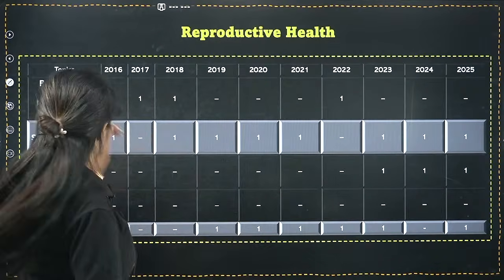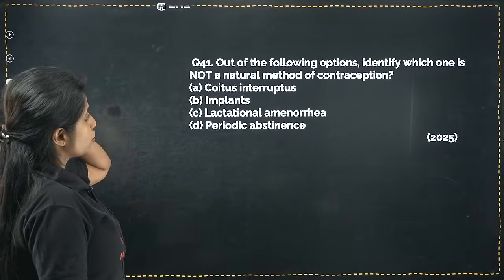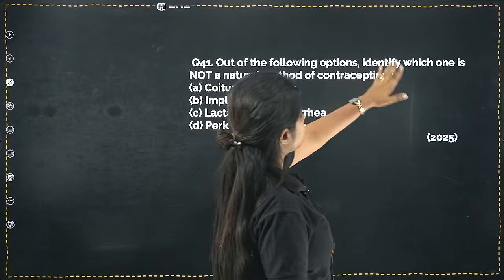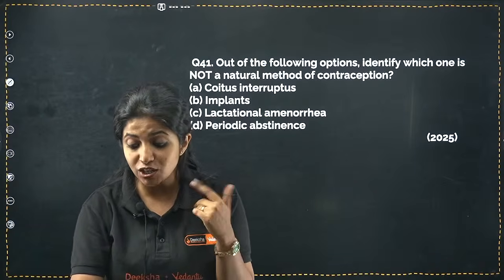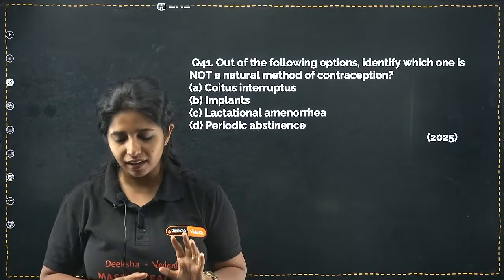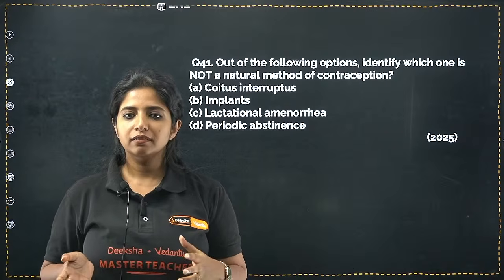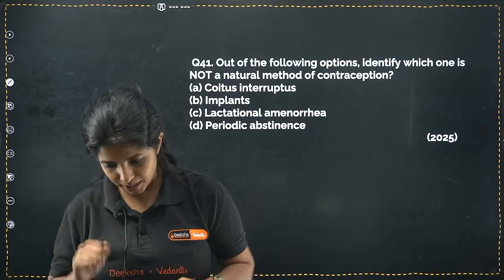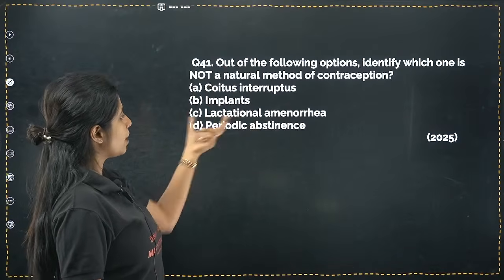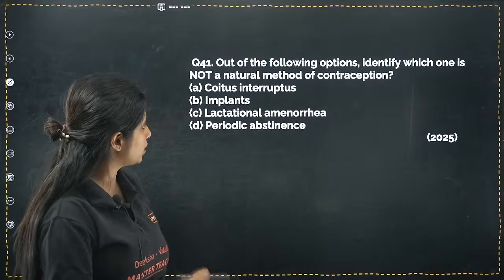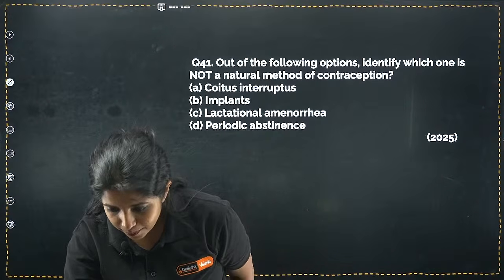Okay, guys, 41st question. Out of the following options, identify which one is not a natural method of contraception. Coitus interruptus, implants, lactational amenorrhea, periodic abstinence. What do you think is the answer for this? A, B, C, D. B, B, B. Everyone is saying B.